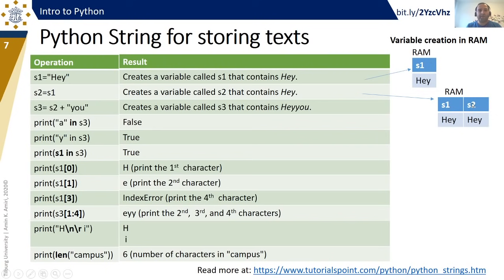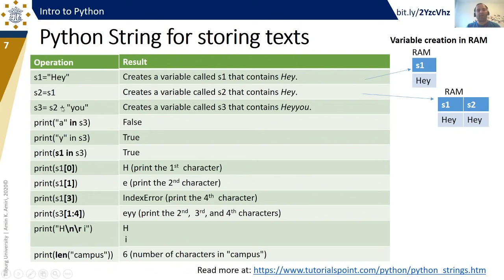Note that we will later understand that strings are like lists. Lists are different. When you use the equal sign for a list, it doesn't create a new copy of that variable in RAM. It just gives it a second name. So I don't want to confuse you, but you need to know that strings are different from lists. When you write S2 equal to S1, a new variable is created with the same value.